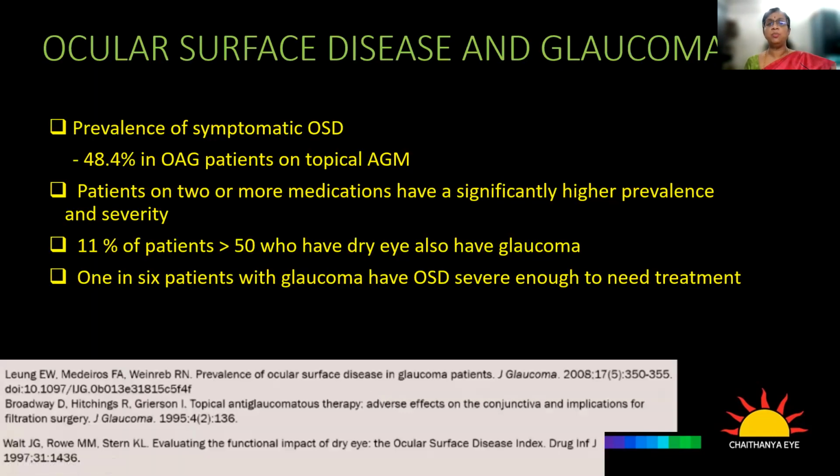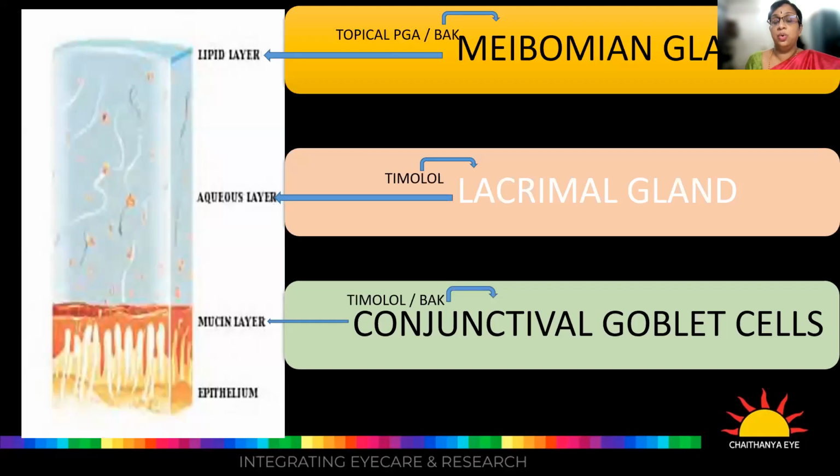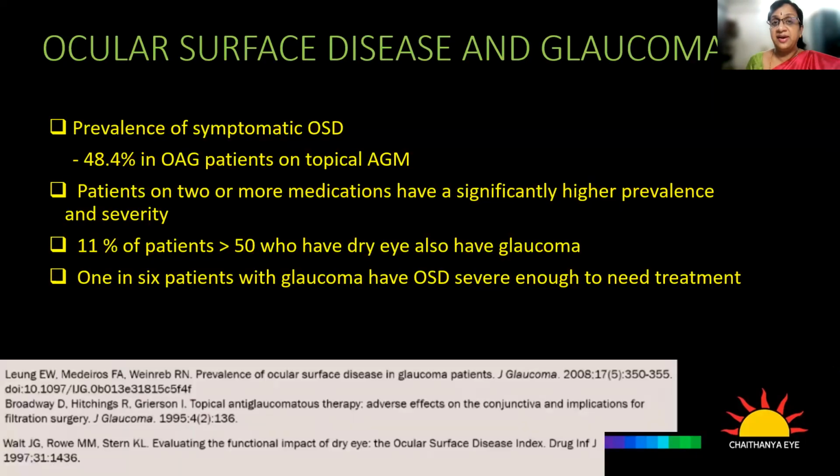So patients who are on more than 2 anti-glaucoma medications, we have noted there's a significantly higher prevalence of ocular surface disease. So symptomatic ocular surface disease is known to occur in 48.4% of open-angle glaucomas who are on topical anti-glaucoma medications. So it is imperative we identify them.